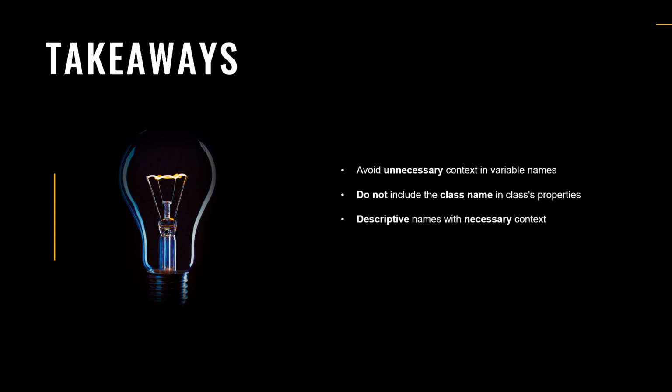In summary, avoiding unnecessary context in variable names is an important aspect of writing clean and easy to understand code. Including unnecessary context can lead to redundancy, confusion, and difficulty when making changes or refactoring the code. For example, if you have a class, do not include the class name in each of the class's properties. Instead, it is best to use descriptive names that provide the necessary context and meaning, and to focus on writing clear, concise, and well-structured code. By following these principles, developers can create a code base that is easy to read, understand, and maintain.